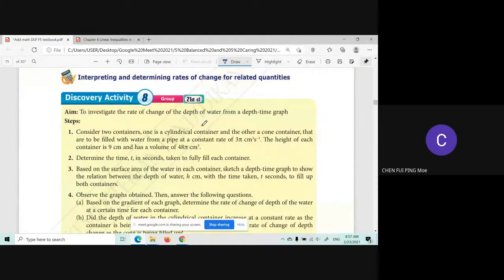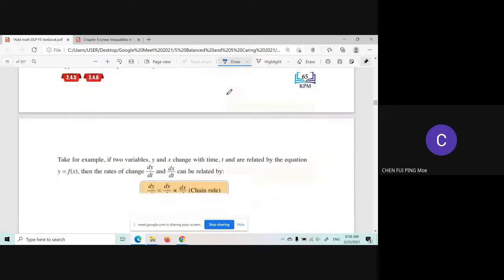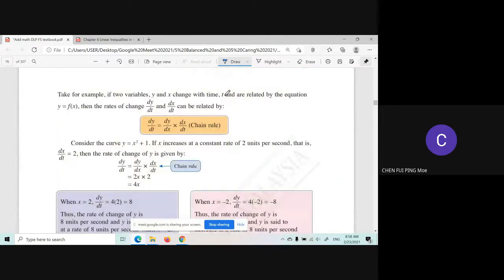So the next application is interpreting and determining rate of change. Until now, we have learned 2 applications. The first application is equation of tangent and equation of normal. The second application is turning point, which involves maximum and minimum problems. So this is the third one. The third one is about rate of change. Similarly, it only involves two unknowns. If you have more than two unknowns, then you need to substitute.